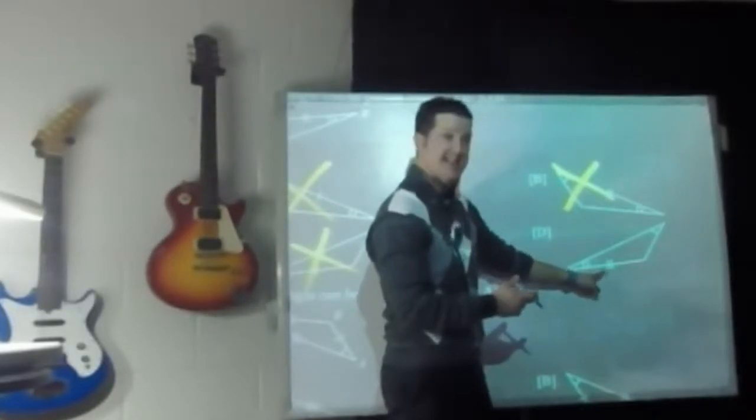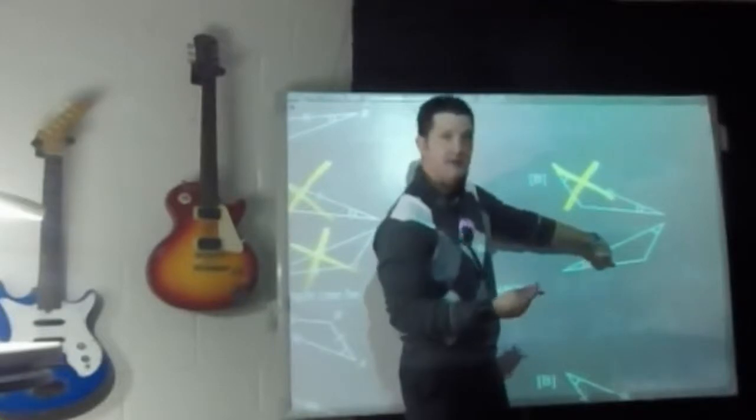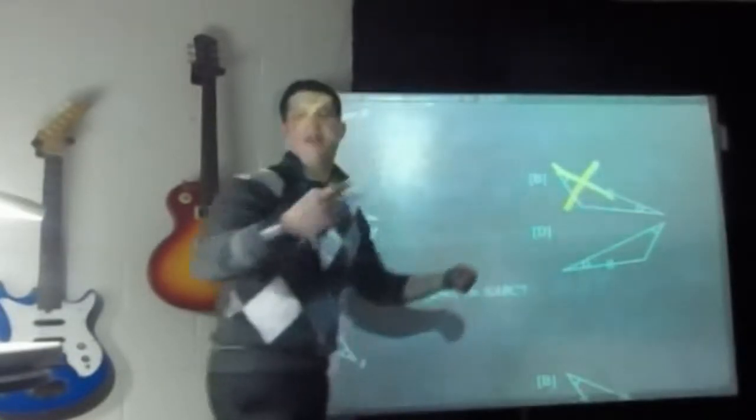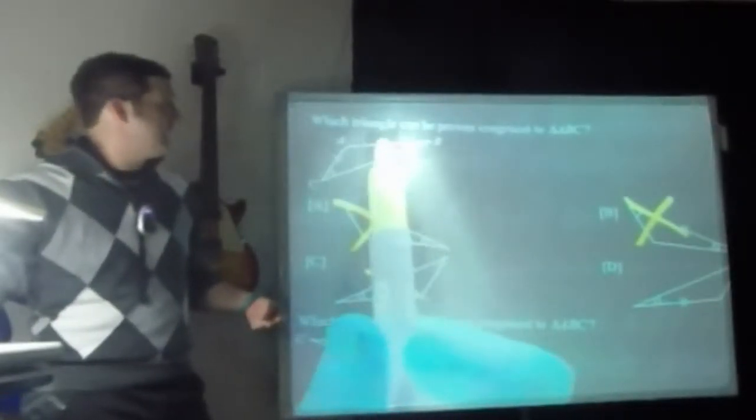I mean, you could say SAA, but we usually call it angle, angle, side. Angle 1, angle 2, then side 2. And this is flipped, but it works. Angle 1, angle 2, side 2. So it is called what? Angle, angle, side. So that one's different.